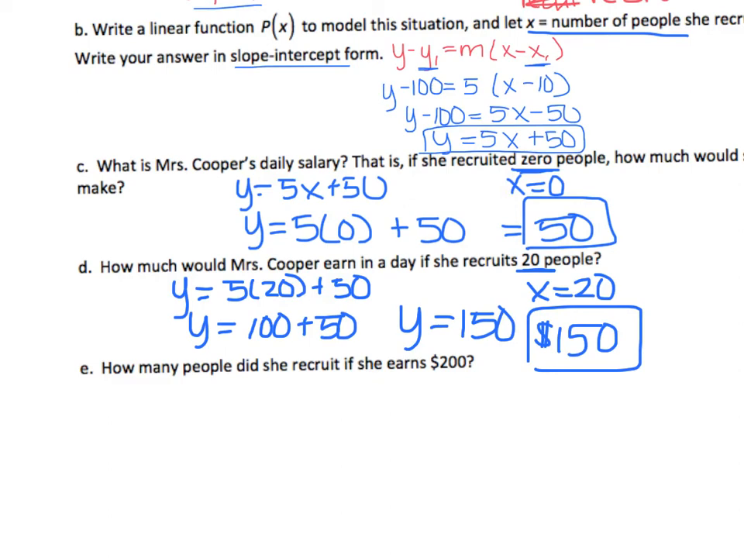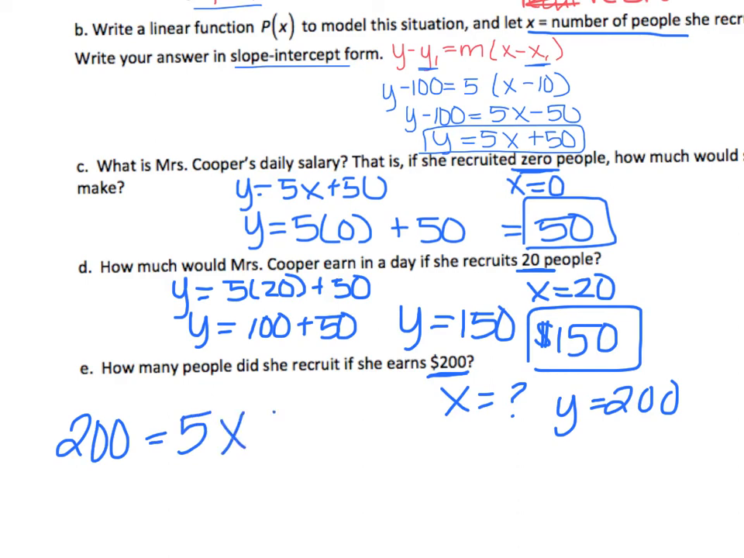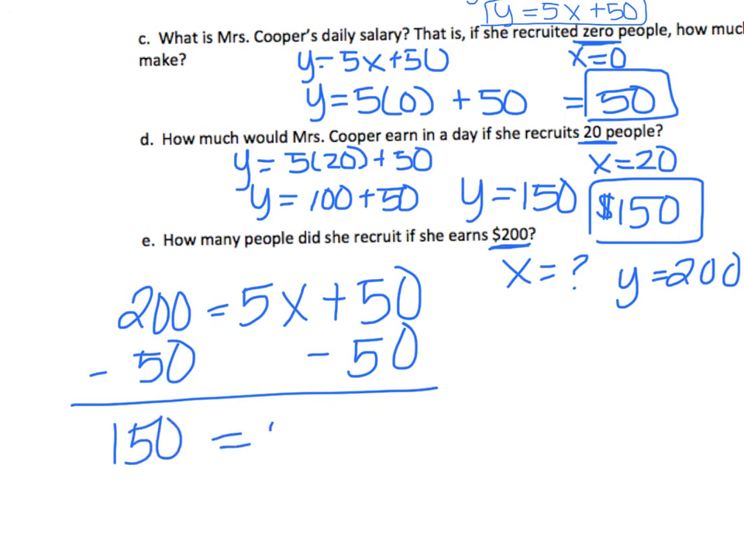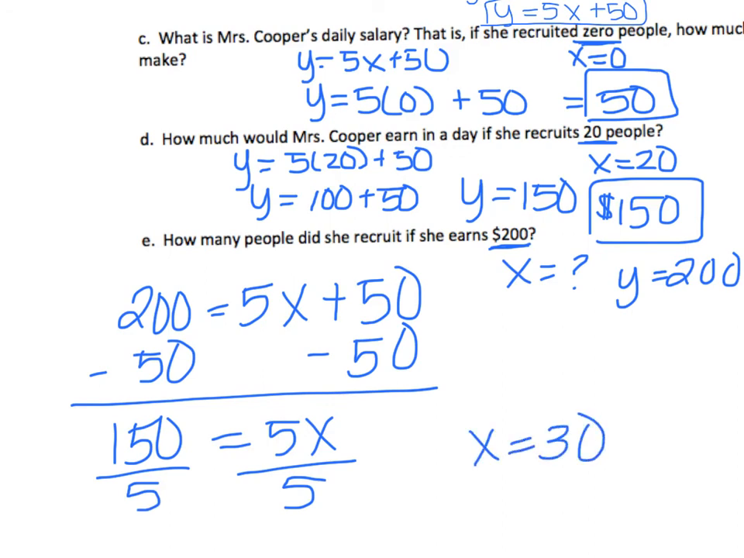In E, we're working backwards here. How many people did she recruit if she earns $200? So now we're finding out what x is. We don't know, but y equals 200. So that's what we're going to substitute in. So instead of y, we're going to put in 200. We're going to leave the 5. We're going to leave the x. We're going to leave the 50. And now we're just going to go ahead and solve this. So subtract 50 from both sides. You get 150 equals 5x. Divide both sides by 5, and 150 divided by 5 should be 30. So if she makes $200, she's going to recruit 30 people.